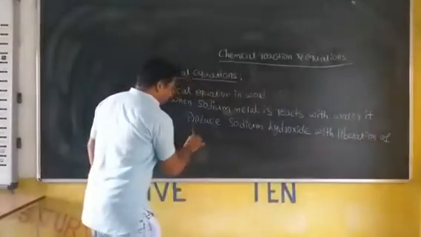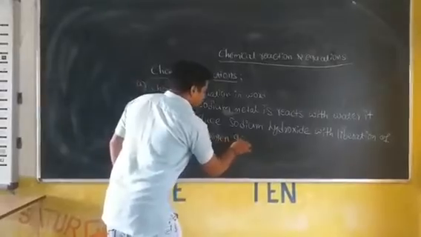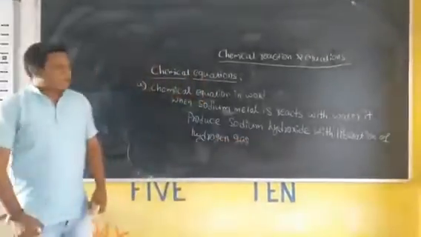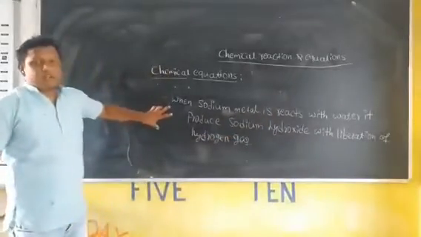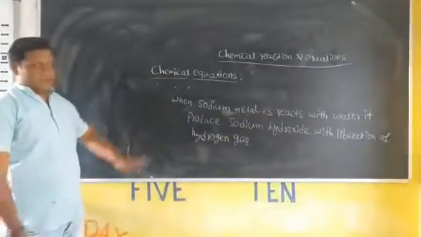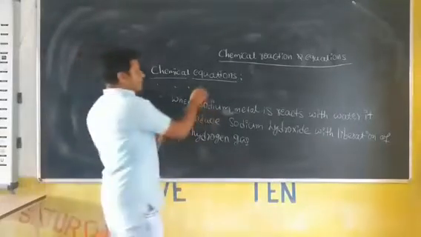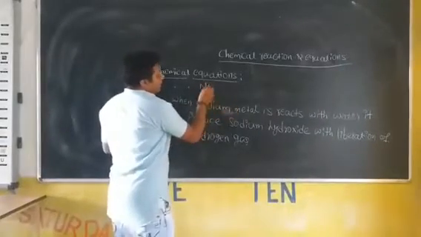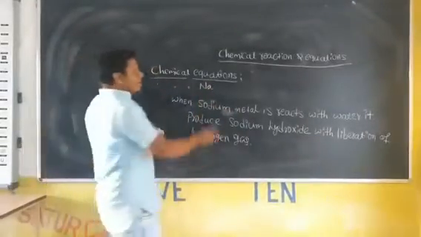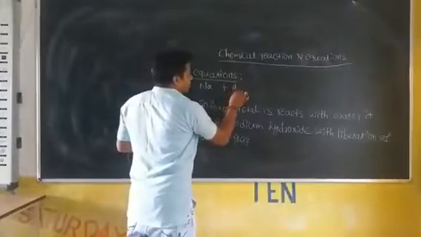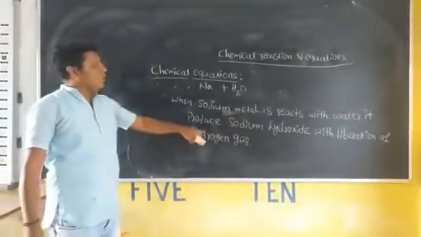With the liberation of hydrogen gas. During this time, you first convert this equation to a word equation. Okay, word equation means first read this. Sodium means it is Na, sodium metal, that is Na. When sodium metal reacts with the water, it is nothing but H2O. When sodium metal reacts with water, what does it produce?